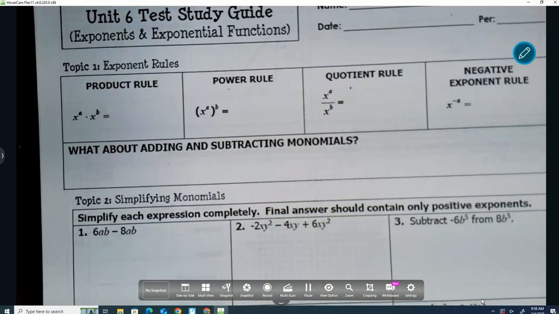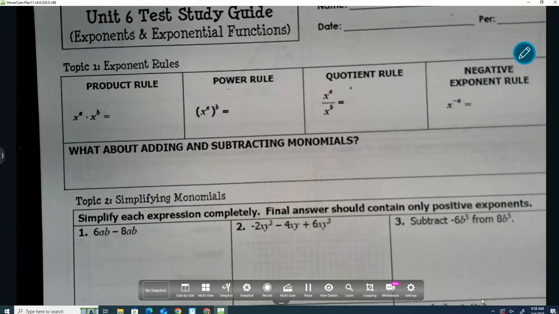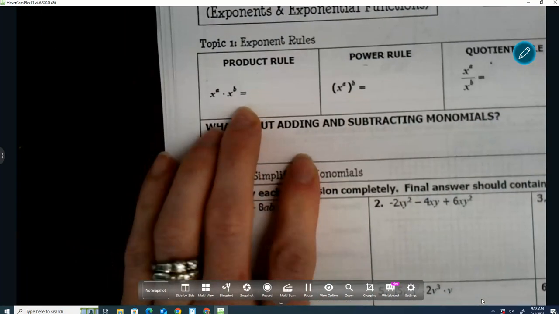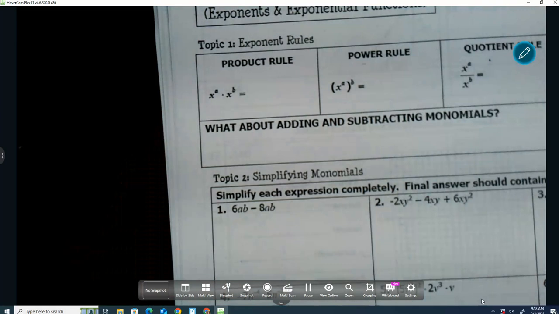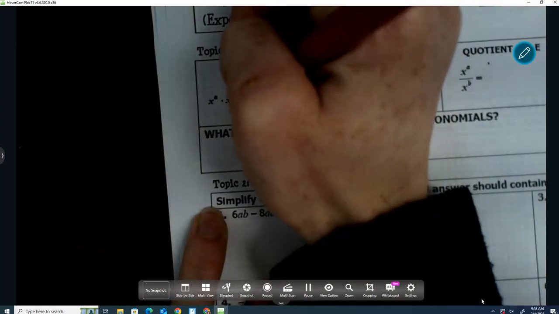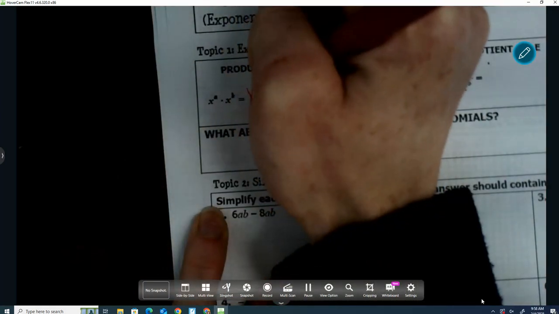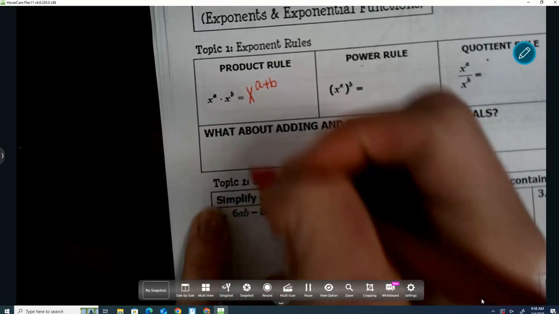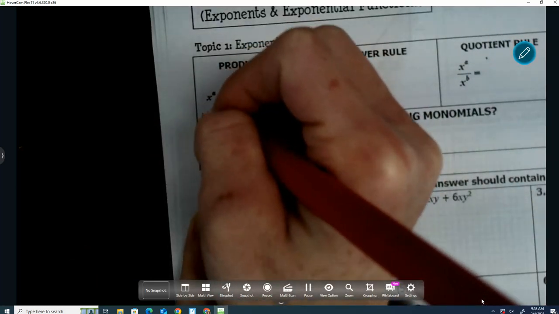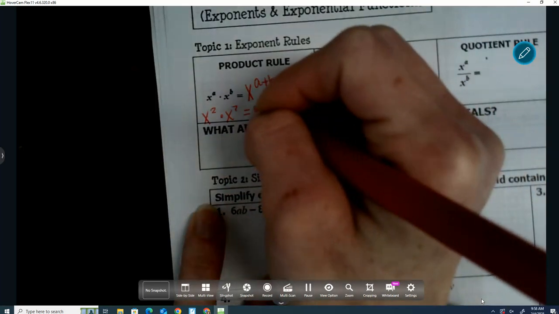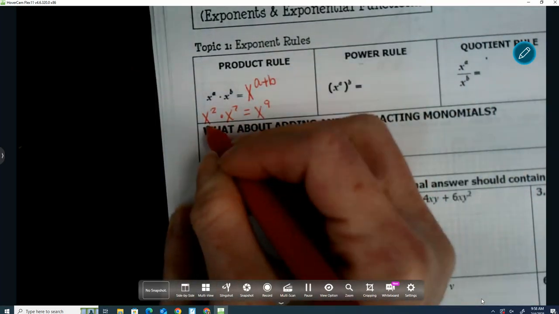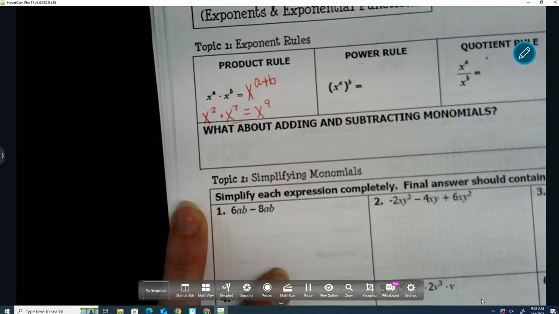Rules that we had back when we were dealing with our exponents. Product rule. If you have 2 x's multiplied together, what do we do with their exponents? Add them. So that's x to the a plus b power. So for example, if I said x squared times x to the 7th, that becomes x to the 9th because it's saying you had 2 x's here and 7 here.